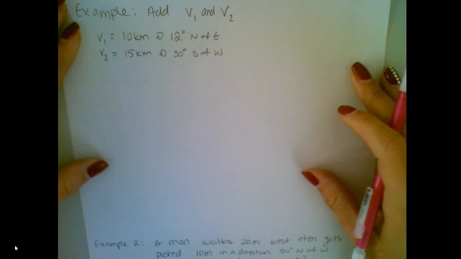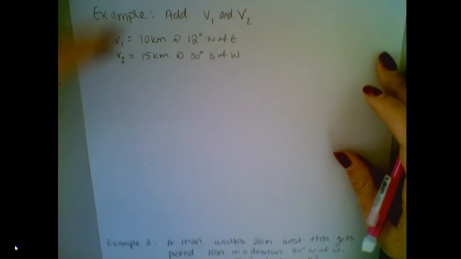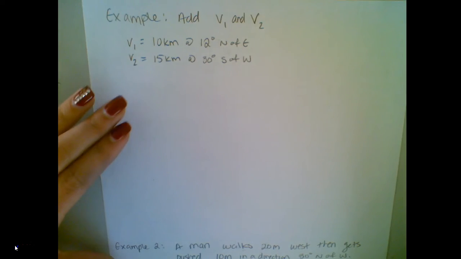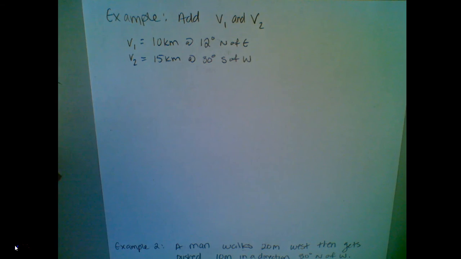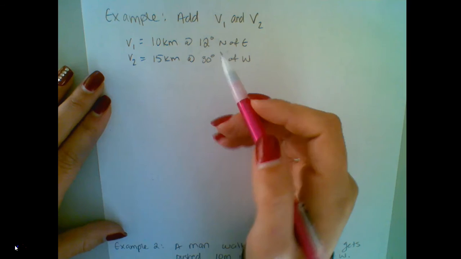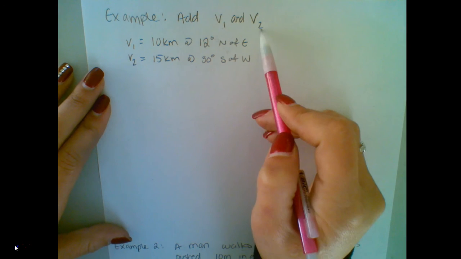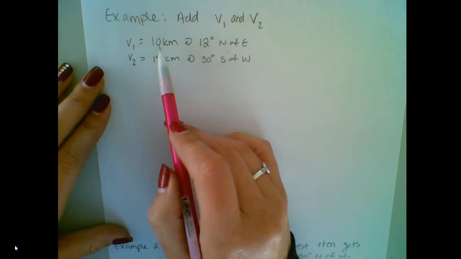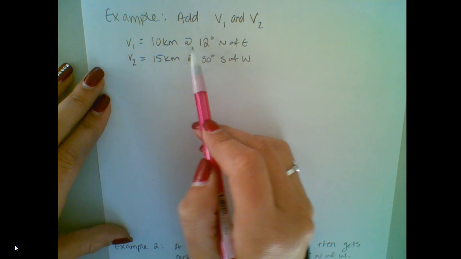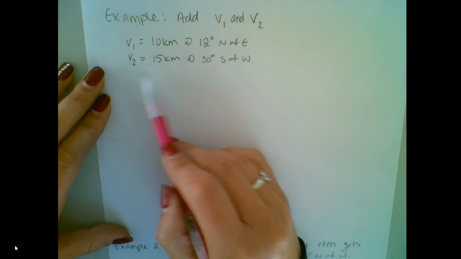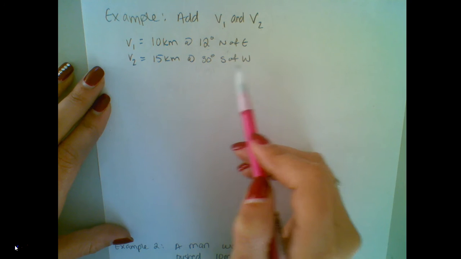So here's east, here's north. I have to go 12 degrees north of east, so that means that this angle is 12, and this magnitude is 10 kilometers. Okay, so that's the first vector. Vector 2 is 15 kilometers south of west. So west is this way. South of west would be this way. So this is 30 degrees, and this is 15 kilometers.